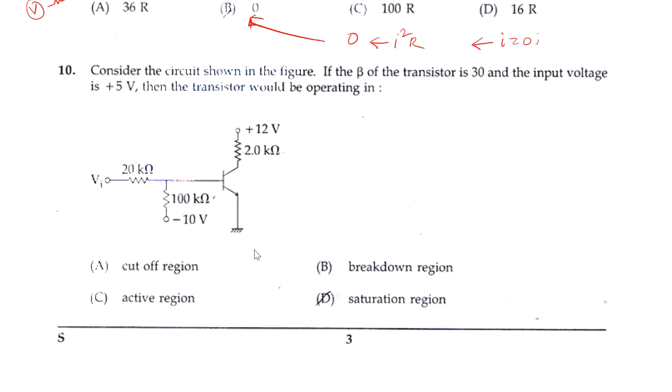Next one here. Okay, right. So consider the circuit shown in the figure. If the beta of the transistor is 30 and the input voltage is plus 5 volts, then the transistor would be operating in... So this is one of the previous year GATE questions asked for the ECE branch. And what the examiner has done in this question paper is minimize some data. That means he has reduced some data here, so that the calculations will be easier for you.